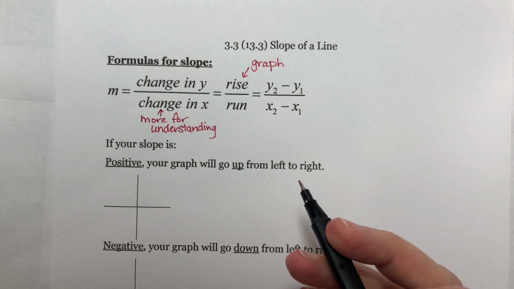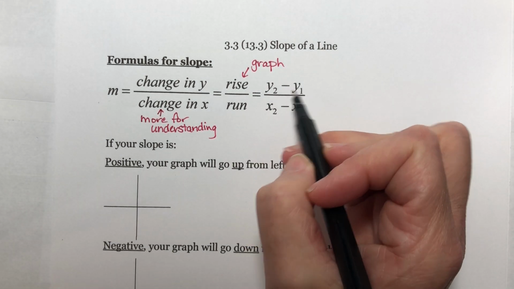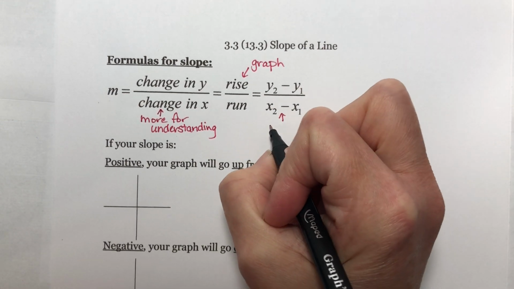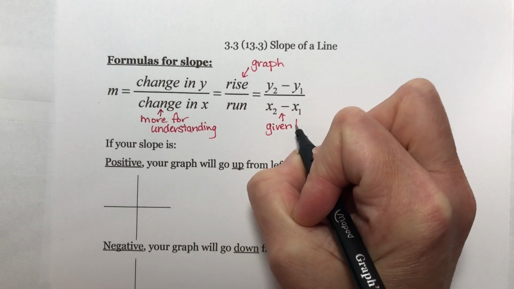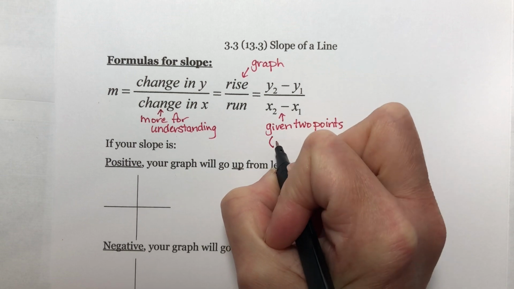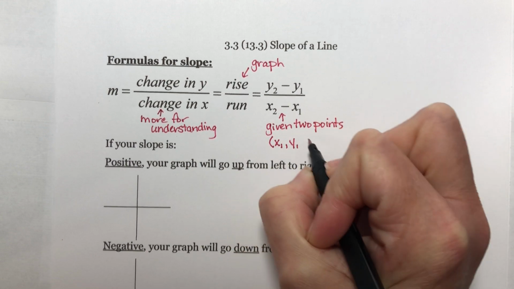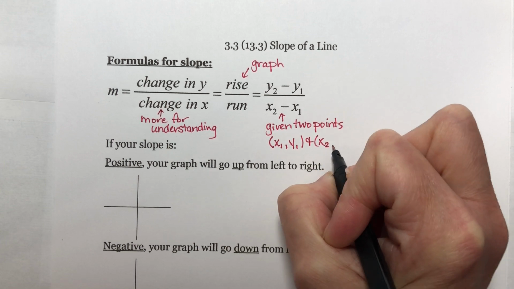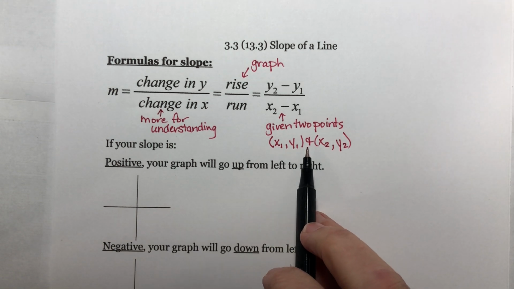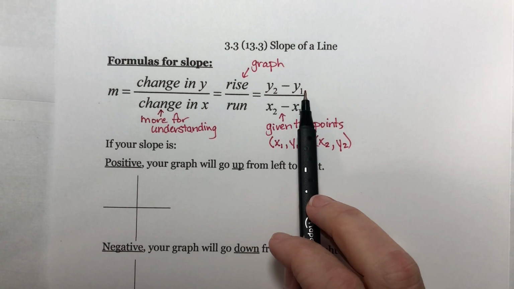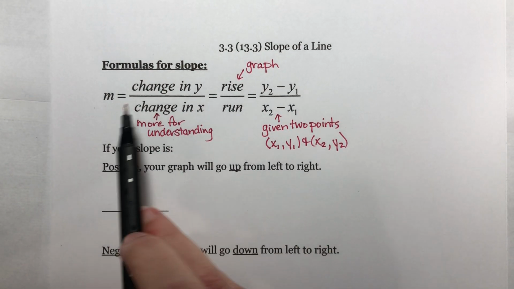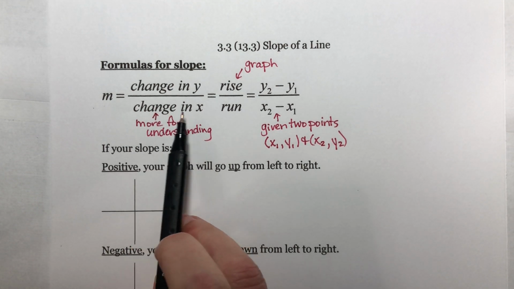Now this one, y2 minus y1 over x2 minus x1. You use this one when you're given 2 points. Okay, and those 2 points would be (x1, y1) and (x2, y2). This is an and sign, it's not some funky plus sign. This is just saying you subtract your y values, which would be how much your y is changing, over you subtract your x values, and that's your change in x.